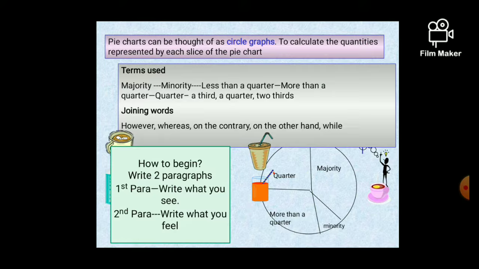Now how do you begin? Okay, you have to write two paragraphs as I said earlier. First paragraph is write what you see and the second paragraph is write what you feel about it. Okay, what is your feeling about this topic, you will be writing in your second paragraph, and your first paragraph is what you actually see, that will be part of the question. So whatever the question, you're going to be writing in your first paragraph.